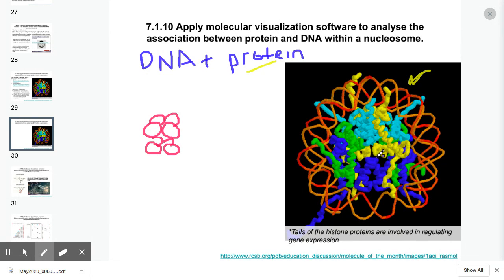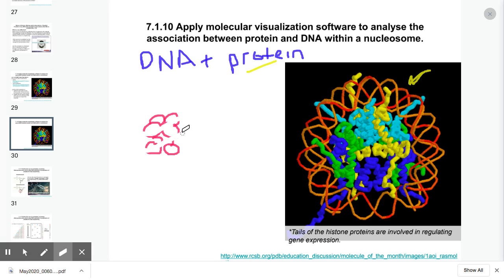Now, if we could rotate this, we could see this better. In this image, we're looking from the top, so it's kind of hard to see the different layers as I've drawn it. And then, actually, I'm going to erase this real quick so we can see it better.